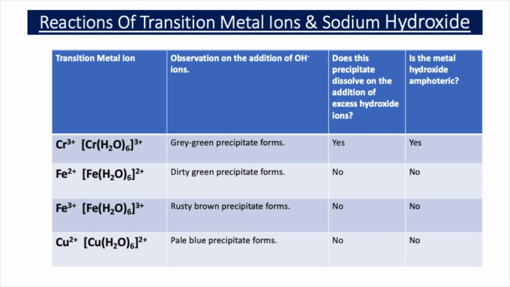So viewing this experiment allows us to complete our table. The last observation is that when we add OH- ions to a solution of Cu2+ ions, we form a pale blue precipitate, and this precipitate does not dissolve on the addition of excess hydroxide ions, and therefore the metal hydroxide is not amphoteric.